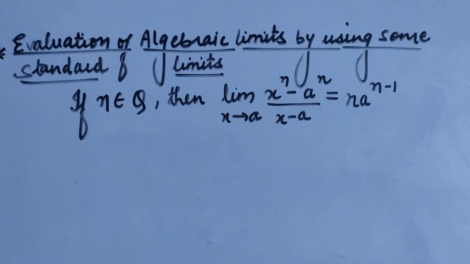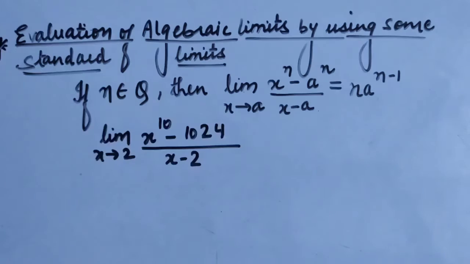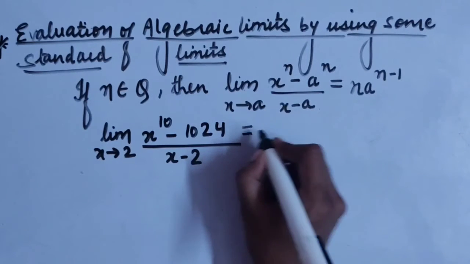Now let's do some questions on the basis of the standard limit. Yes students, now see here, suppose this is the question. If I am putting the value of x equal to 2 directly, then what will I get? I will get 0 in the denominator. If I get denominator 0, then what will happen? I will get an indeterminate form. So I don't want that indeterminate form. Now see students, can I write it?